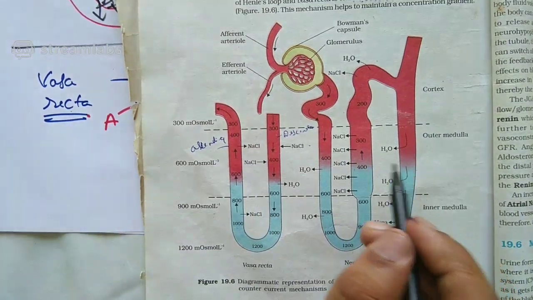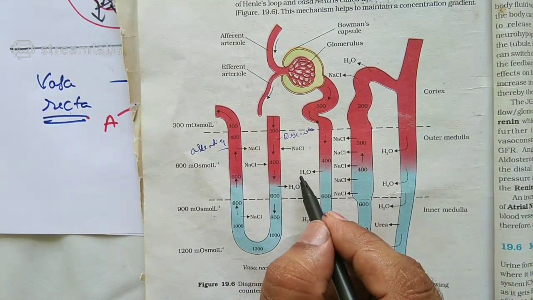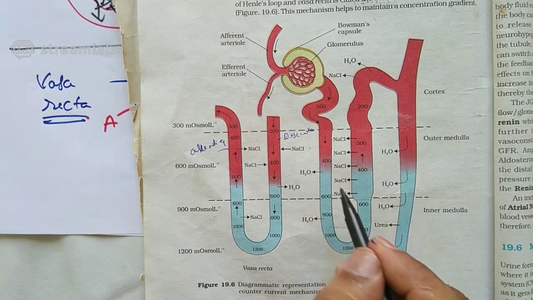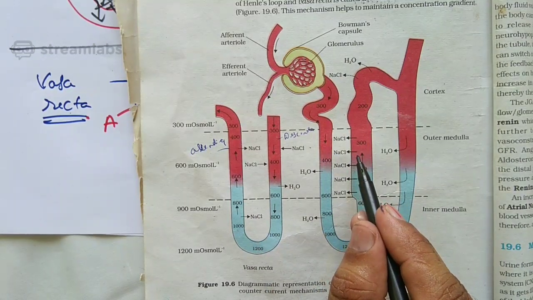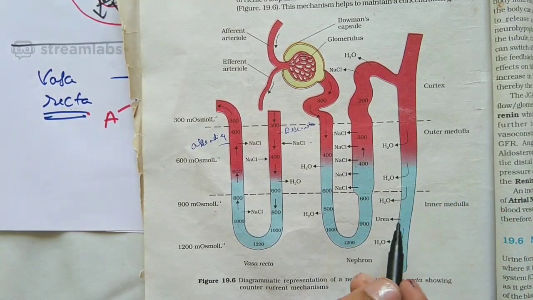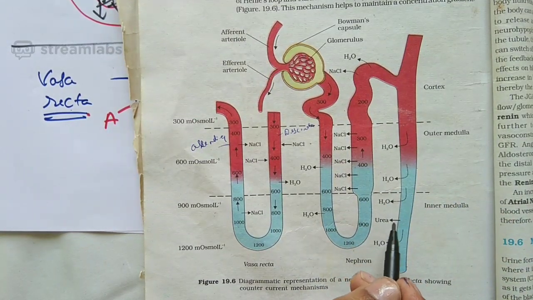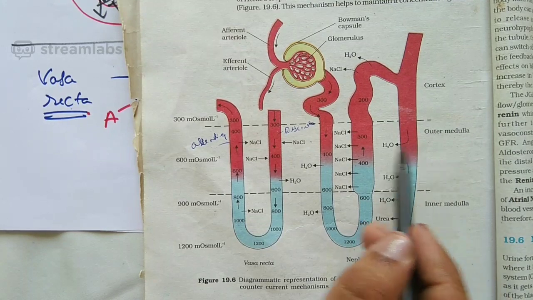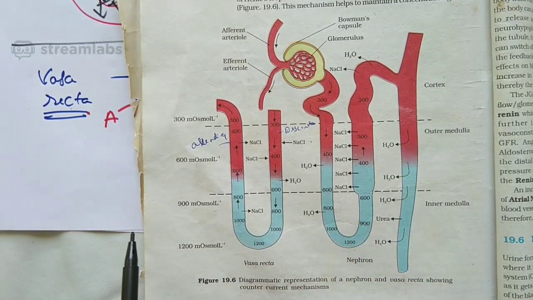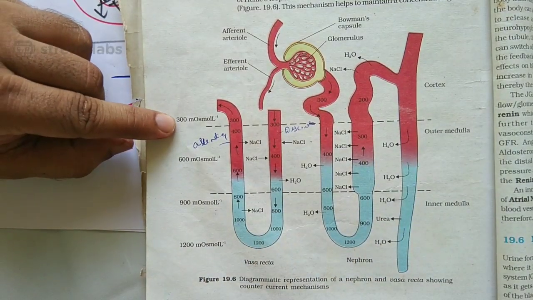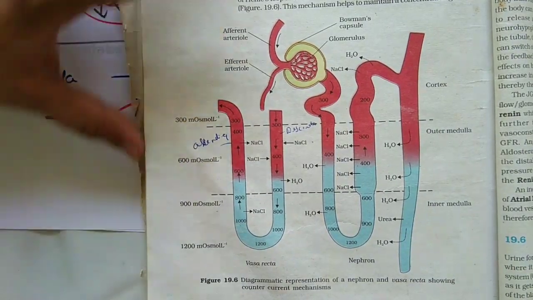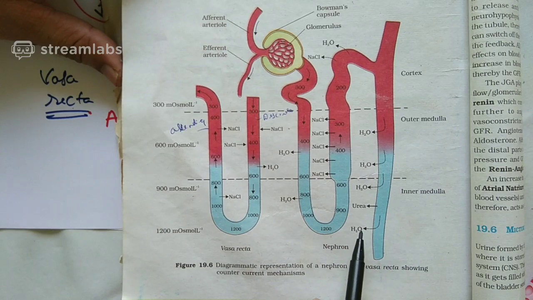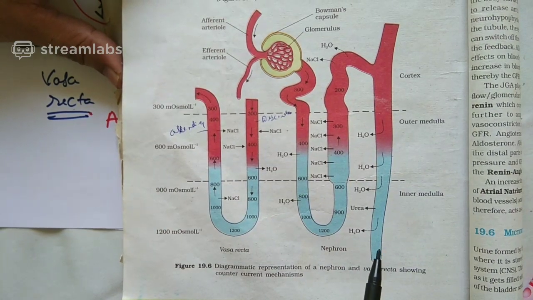Remember that. So the descending limb is permeable to water. Ascending limb is permeable to sodium chloride. And because of that, what happens? You tell me. And urea comes here, urea comes from the collecting duct. This entire area becomes highly concentrated. That is the reason the osmolarity increases from 300 to 1200, which makes release of a lot of water from the collecting duct. Is the matter very clear?